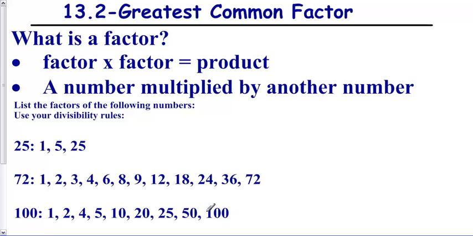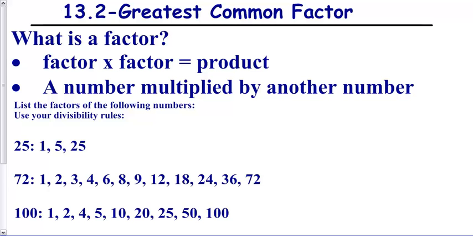Moving on, the one last example that we have here is 100. So I start off with 1 and 100. 100 is an even number, so 2. If I split 100 in half, I get 50. 3, 1 plus 0 is 1, so 3 doesn't work. 4 does work. 4 and 25, I think quarters and a dollar. It ends in a 0, so 5 works. 5 times 20, and it ends in a 0, so 10 also works. So that's why I have a 10 there.